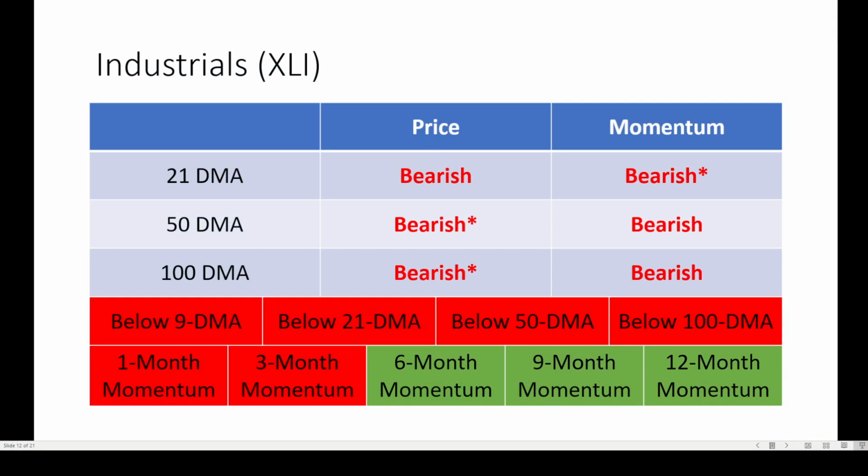Let's go on to XLI Industrials. Again, this is flagging some concern. Price going bearish across the board, momentum bearish across the board, under all the moving averages, 1 and 3 month momentum negative and falling. Let's see what the charts have to say about that.